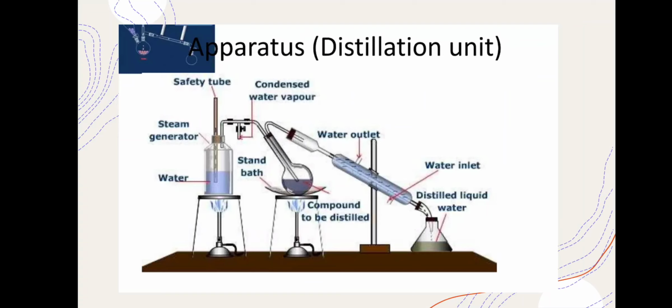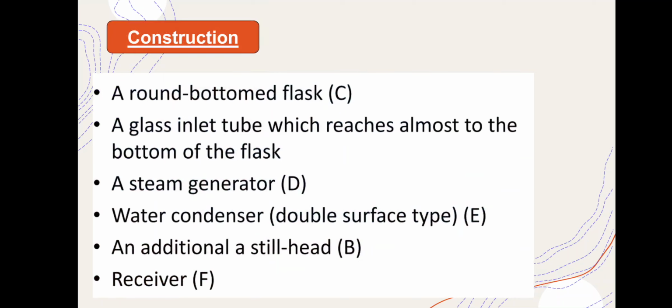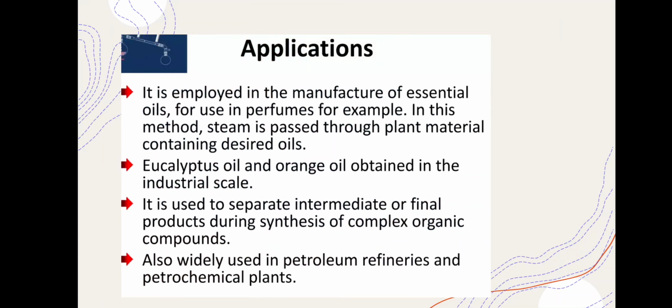This is the apparatus. You just check out this apparatus. It contains the condensed water vapor, then the water outlet is there, and the distilled liquid water is there. This one is the water and all. Check it. Construction: a round bottom flask, a glass inlet tube which reaches almost to the bottom of the flask, a steam generator, a water condenser, then an additional steel head, then a receiver.